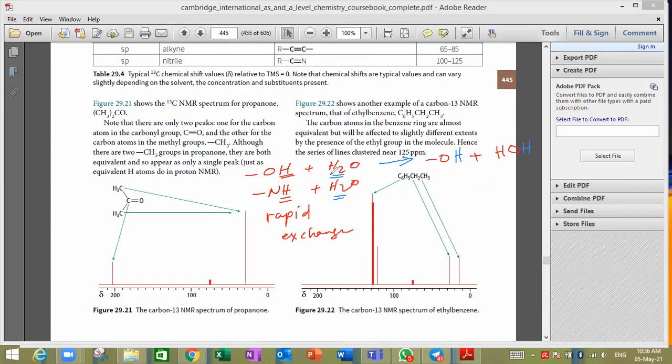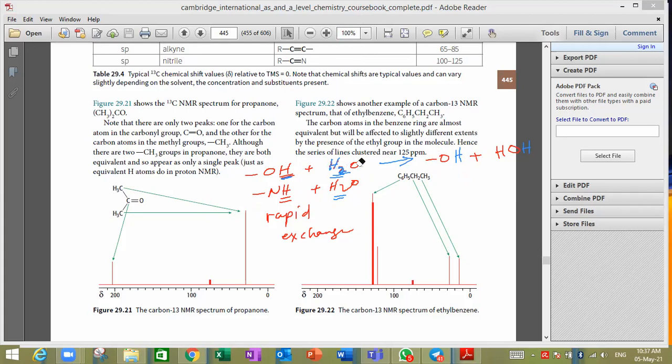It means that one of these hydrogens was replaced by the hydrogen in the alcohol or replaced by the hydrogen in the NH molecule. And this exchange happens very rapidly. That's why this hydrogen will not be split by others, because it is exchanging its place all the time. So it's not affected by its neighbors. You understand this part? Yeah, okay. This is the first thing.